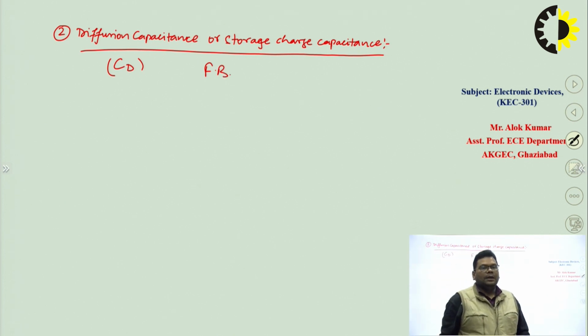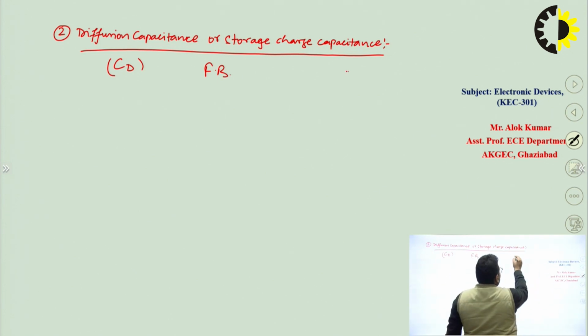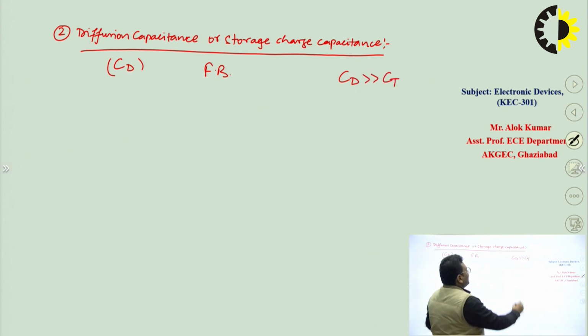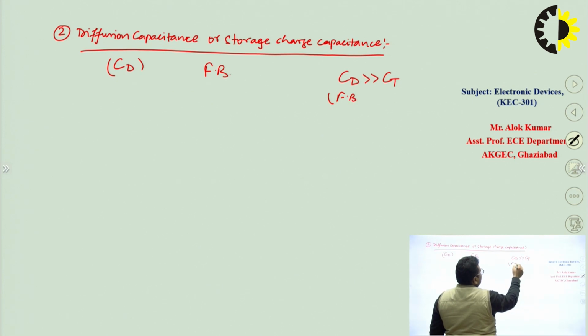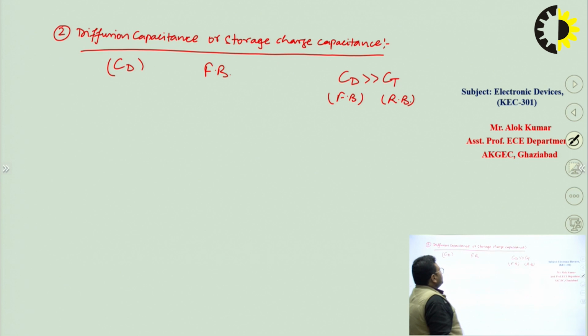Obviously, we can conclude that in case of forward bias, the width of the depletion region will be very narrow, or very small, as compared to reverse bias. So the value of CD will be higher than CT, because CD is the capacitance in case of forward bias and CT is the capacitance in case of reverse bias. So we have to find the value of this CD also.